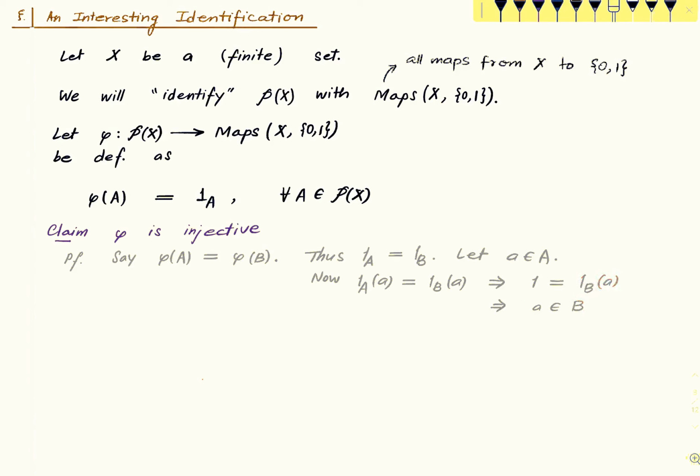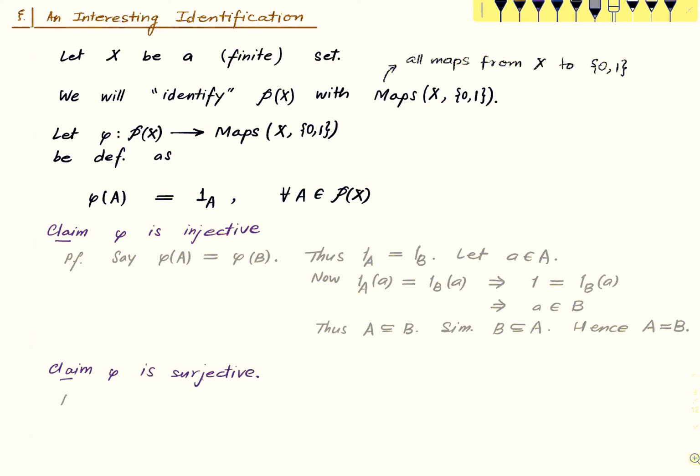So what we did was we started with some arbitrary element of capital A and showed that it lies in B, and therefore what we have shown is that A is a subset of B, and similarly one can show B is a subset of A, and hence A and B are the same. So that shows injectivity of the map phi. And now for surjectivity.